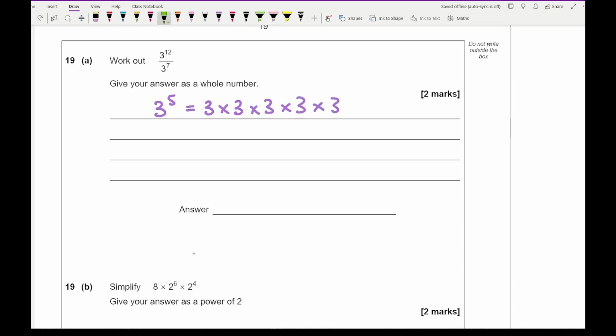Now, you can then work this out which way you want to do. So I'm going to work this out as 9 times 9 times 3. And these two things here, 81 times 3. So then 81 times 3 is going to be 243.